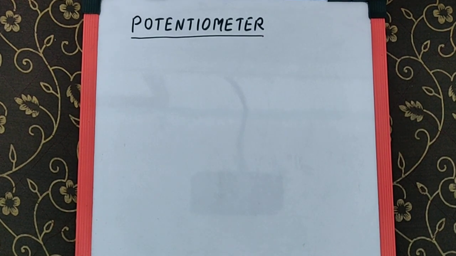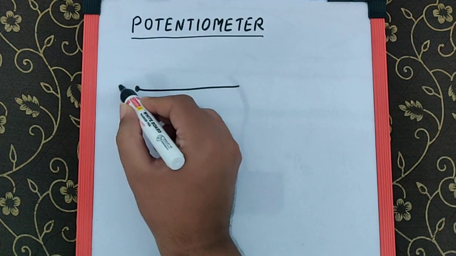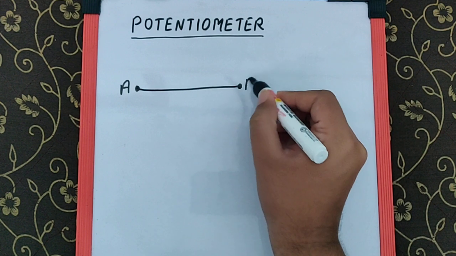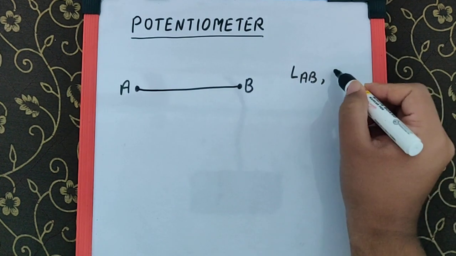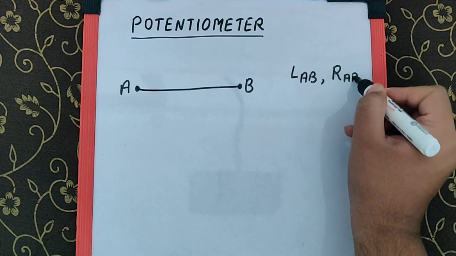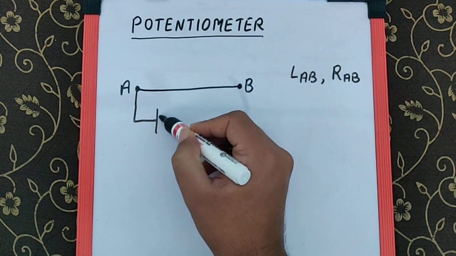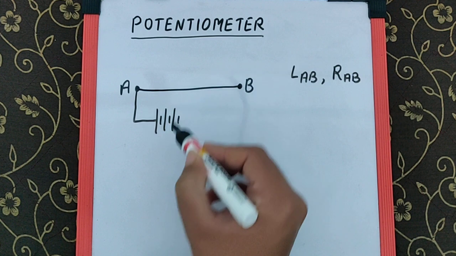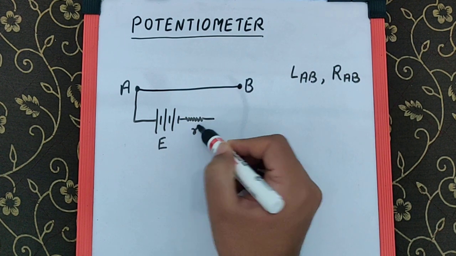Now we need to talk about the mathematical part of potentiometer, for which we need to understand the circuit of the potentiometer as well as its components. So let's say there is a wire, let's call that wire AB, for which the length of the wire is LAB and the resistance of the wire is RAB. Along with this wire we connect a battery of EMF E and an internal resistance small r.